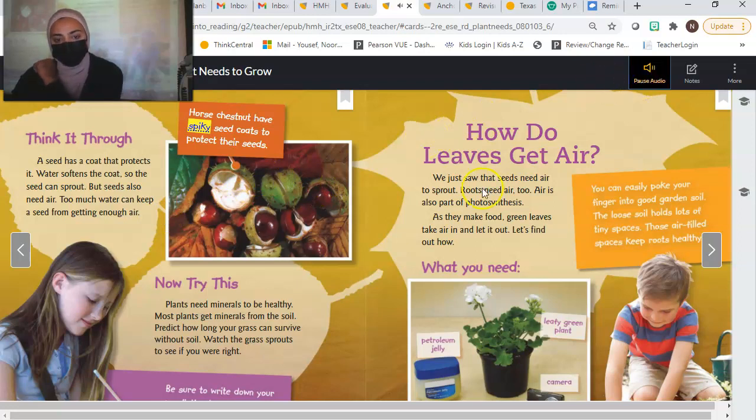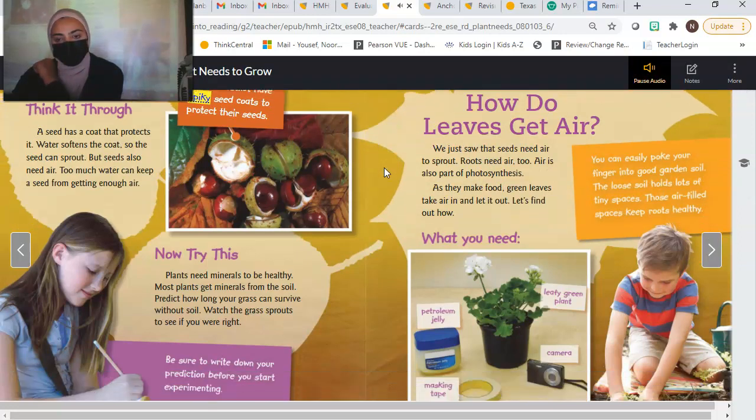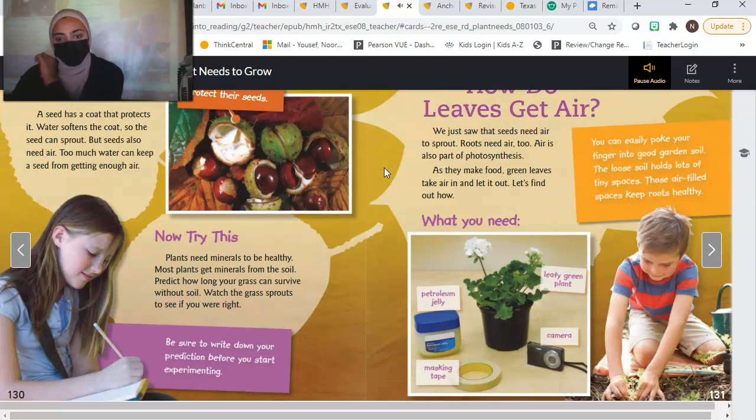Leaves get air. We just saw that seeds need air to sprout. Roots need air too. Air is also part of photosynthesis. As they make food, green leaves take air in and let it out. Let's find out how.